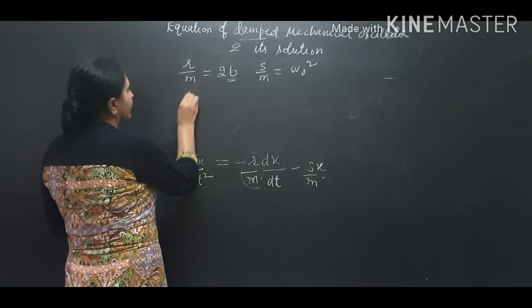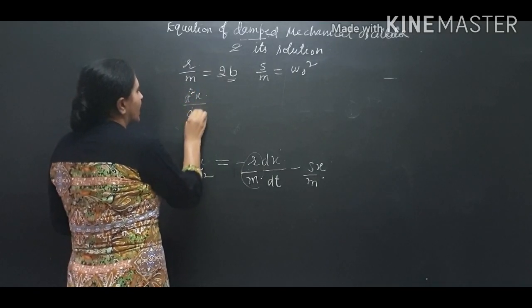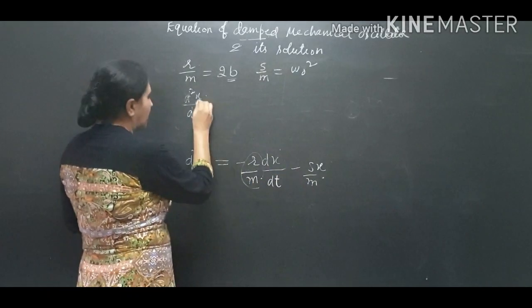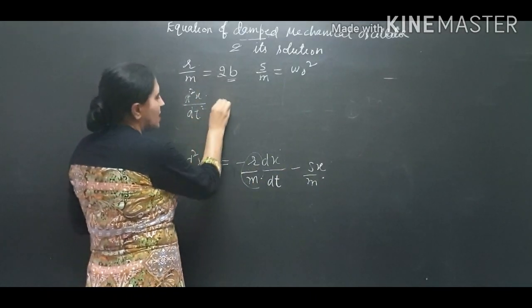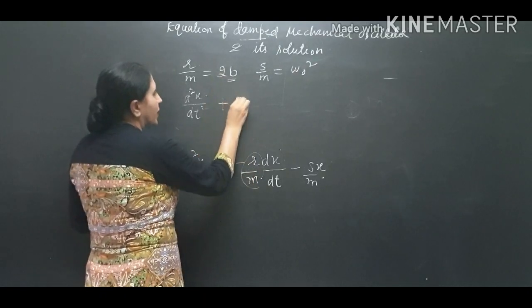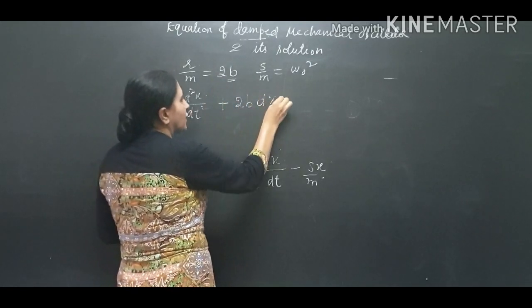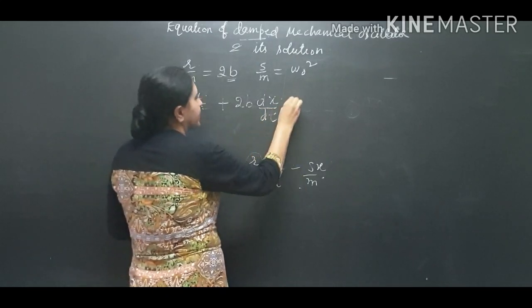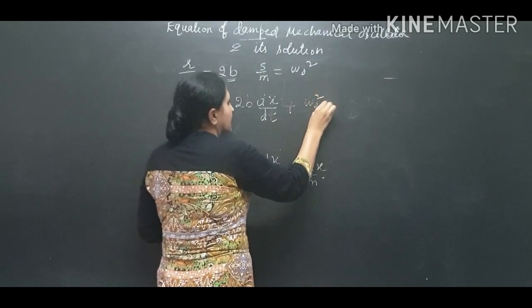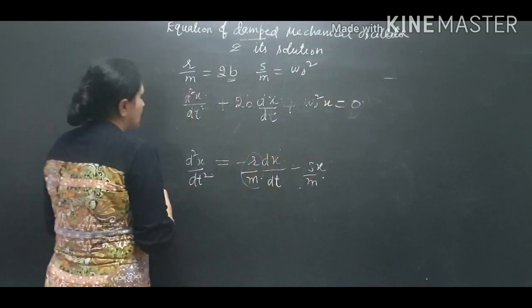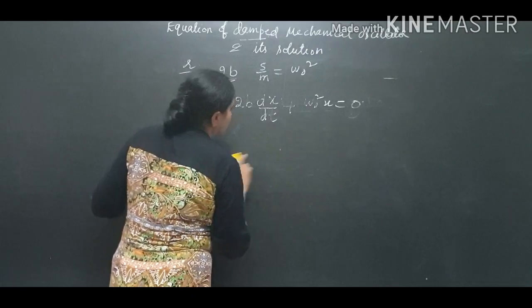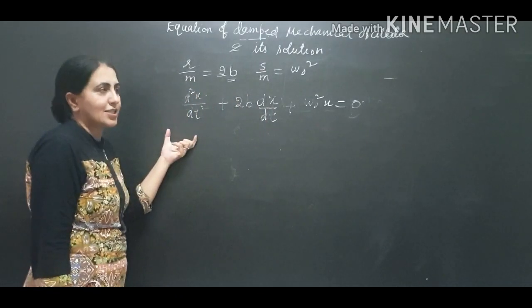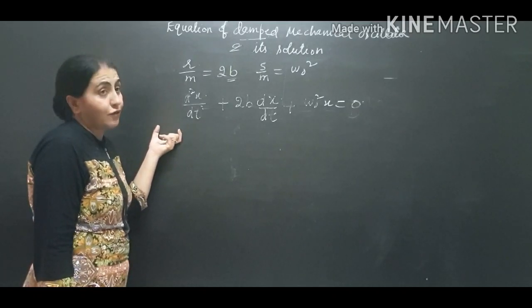So when you put all the values here and take this equation to the left side, these two parts: the double derivative of x with respect to t square plus r by m, that is 2b, times the single derivative of x with respect to t, plus omega naught square x, that is equal to 0. So this is the equation of motion for a damped mechanical oscillator.